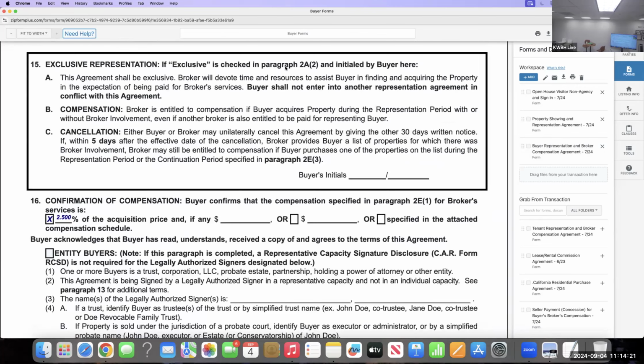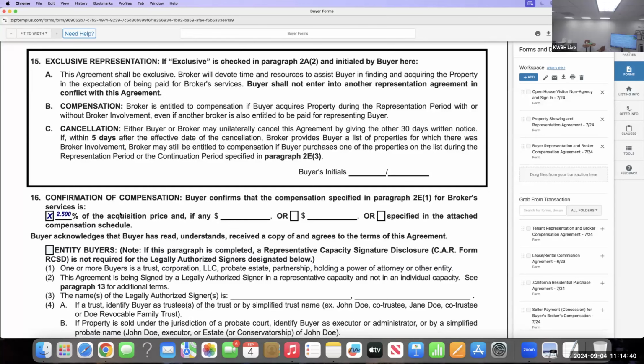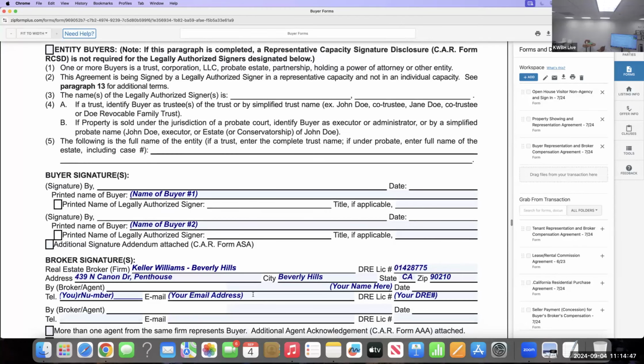If exclusive is checked in 2A, which is on page 1, then initial here as buyer. So you have to make sure that when you send this, they initial it. And also look here, it's confirming the commission. All the offers I've written the past couple of weeks, the listing agents have been saying to me, can you send me page 5? This is the confirmation of how much the buyer is responsible for right there, and that they've signed it.